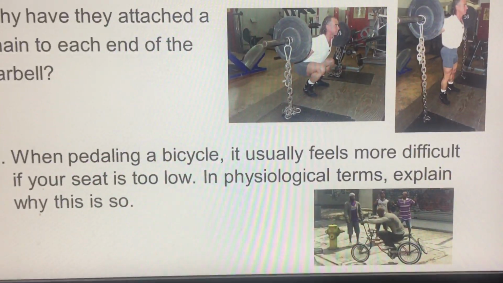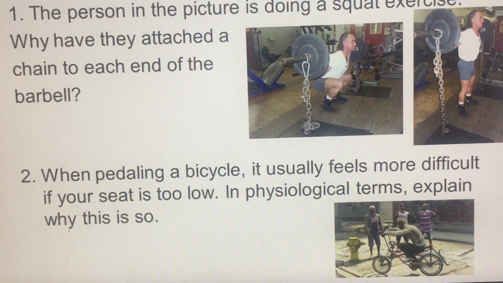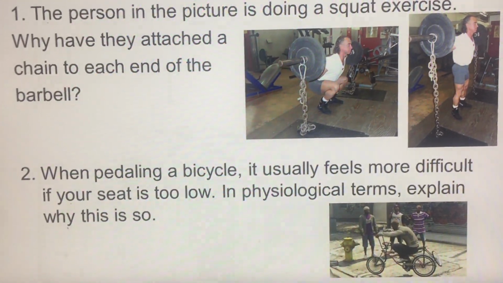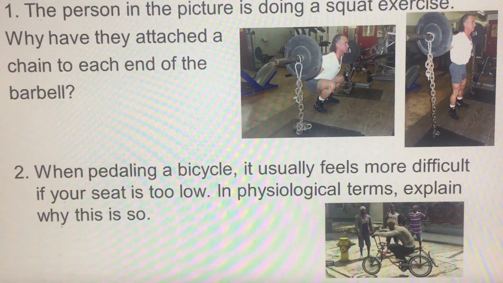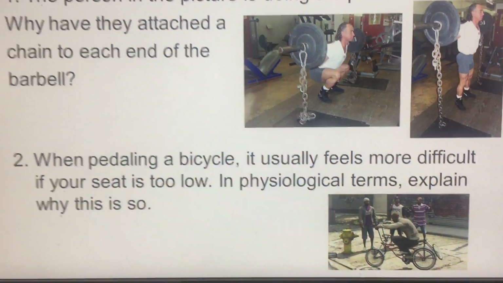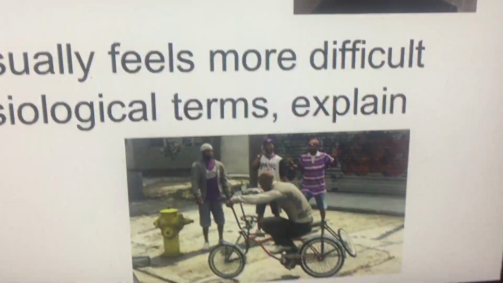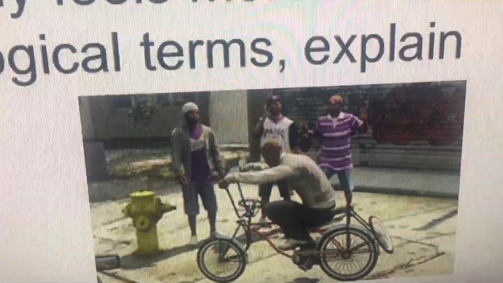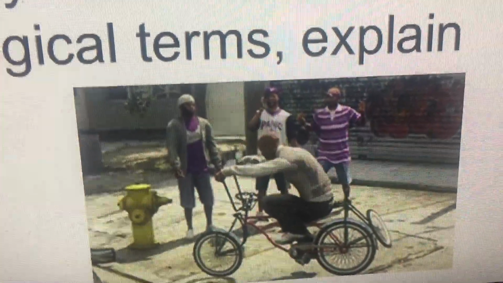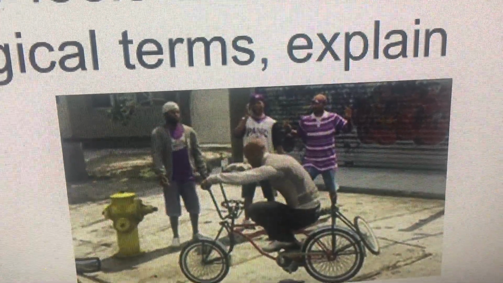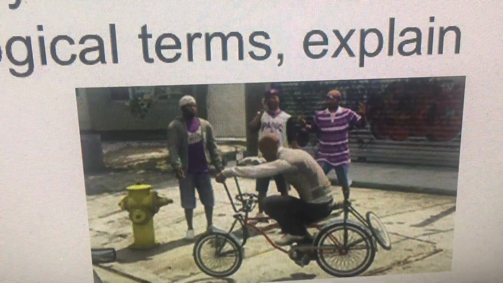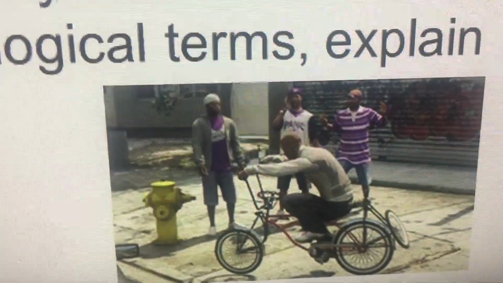And in this second example, when pedaling a bicycle, it usually feels more difficult if your seat is too low. So in physiological terms, explain why this is so. And hopefully this is an easy question for you, but you can see the person riding this bike and the seat is quite low. And it's not very efficient to ride a bike this way.